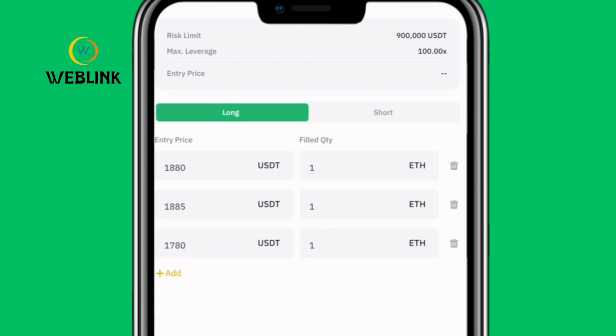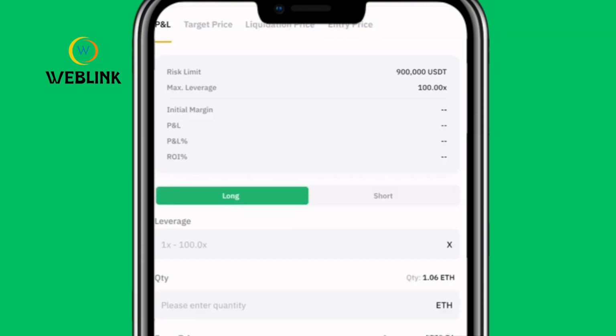And then once you've entered them, you just tap on calculate. And it shows you the average entry price for all the trades you took, which is 1,848 USDT. So this is how you can use your derivatives calculator to calculate your profit and loss, target price, liquidation price, and entry price.